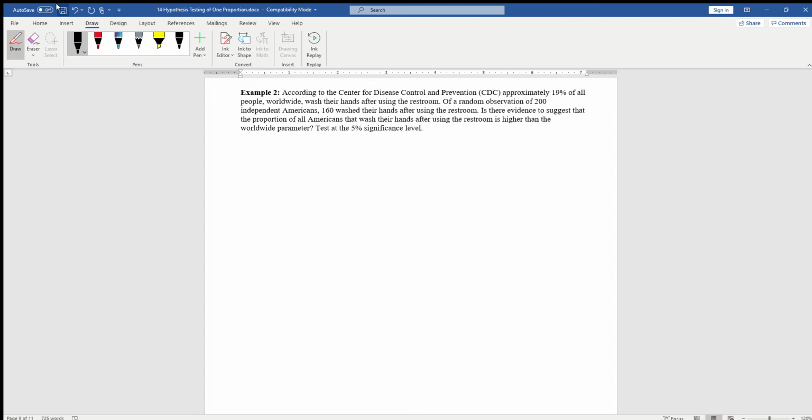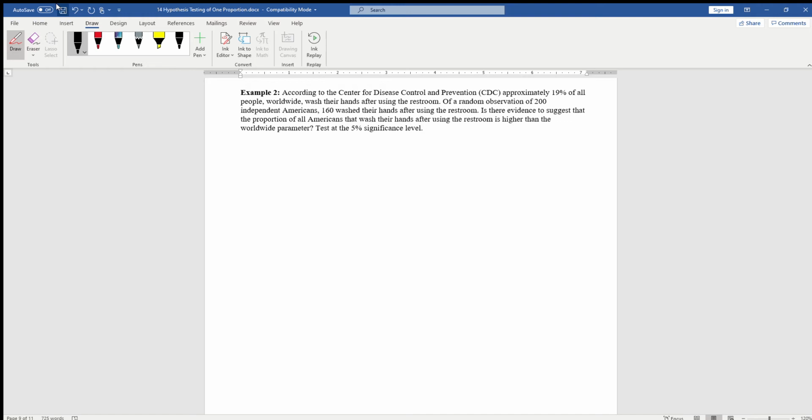One final example that we have is going through another hypothesis test of one proportion. And this one reads that according to the Center for Disease Control and Prevention, the CDC, approximately 19% of all people worldwide wash their hands after using the restroom. Random observation of 200 independent Americans, 160 washed their hands after using the restroom. Is there evidence to suggest that the proportion of all Americans that wash their hands after using the restroom is higher than the worldwide parameter, tested at the 5% significance level?